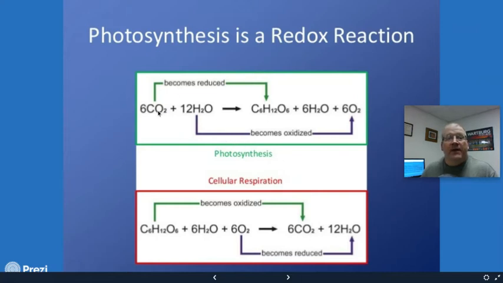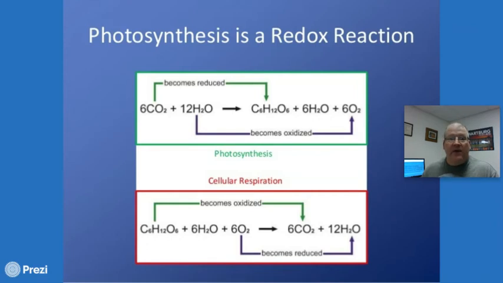Notice the carbon dioxide now becomes reduced. Notice the water now becomes oxidized. So here we're taking carbon dioxide from the air and water through the roots. Now this arrow represents all of photosynthesis, and all the complex chemical reactions that photosynthesis entails.